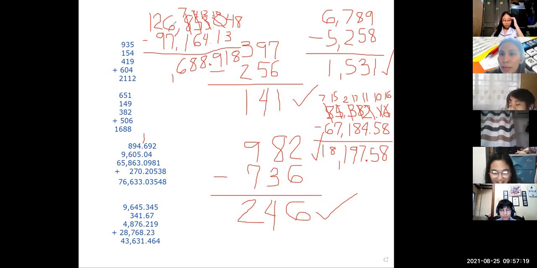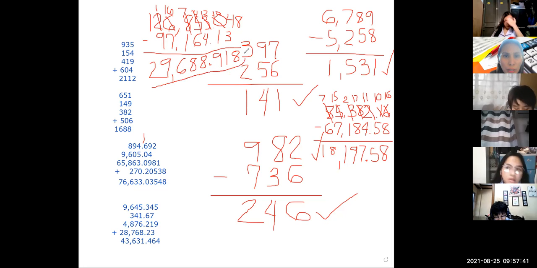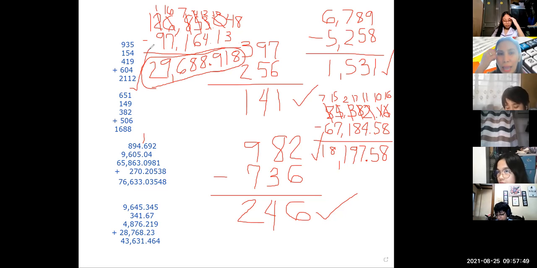Tama. This becomes 9. Kasi we need to borrow. So 1 here, and then this becomes 16. And then 2. Is your answer the same? And the correct answer for this one is 29,688 and 918 thousandths. 918 thousandths. Okay.